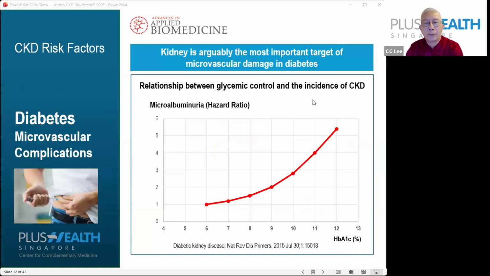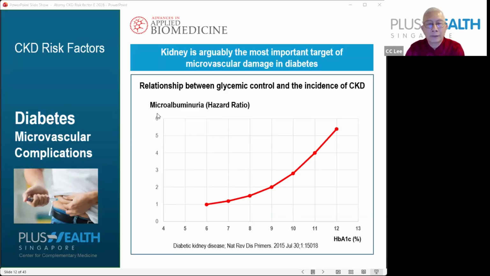Another chart you can see from here is a measure of two things. One is the HbA1c in this axis, which represents the blood sugar level, right? And this axis is microalbuminuria, which is basically a measure of your kidney function. So the higher the reading itself, right?